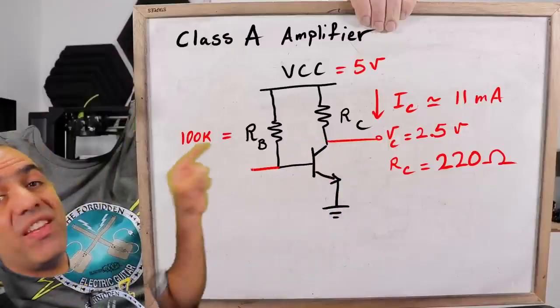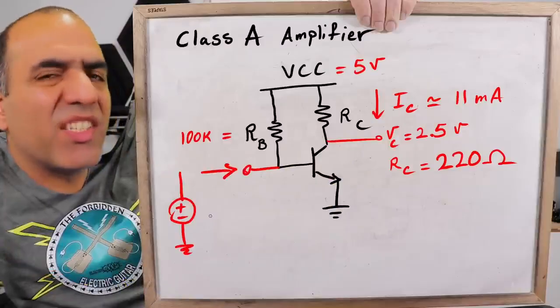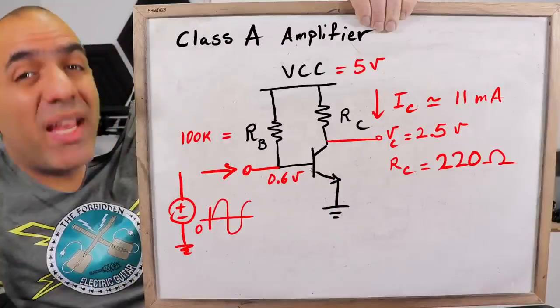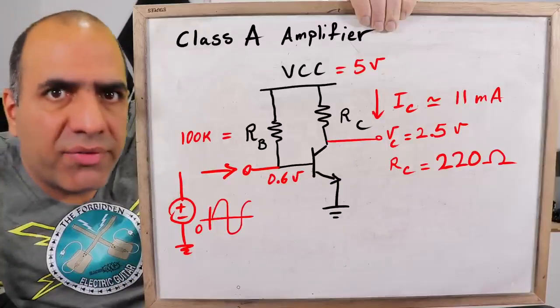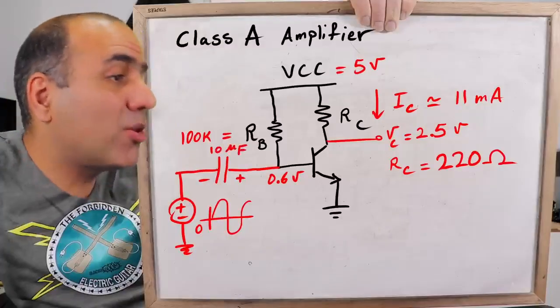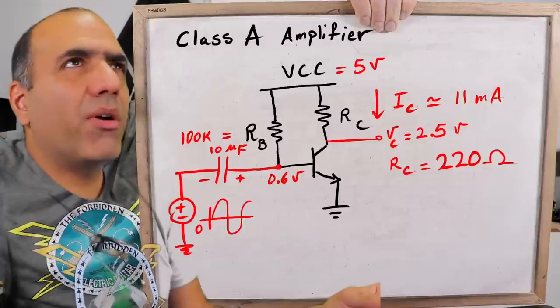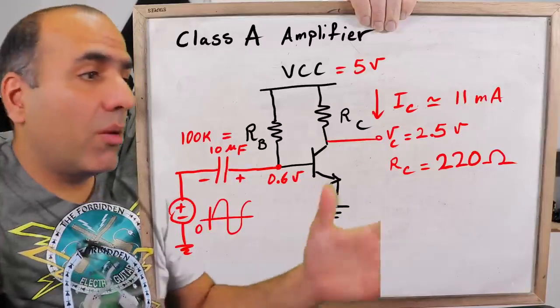So now I feed the signal into the base. Issue is the DC component of a signal generator can load the base voltage and throw the bias off. So I add a 10 microfarad capacitor between them to isolate the DC voltages while the AC will get through. One thing though, how big can the input signal be?